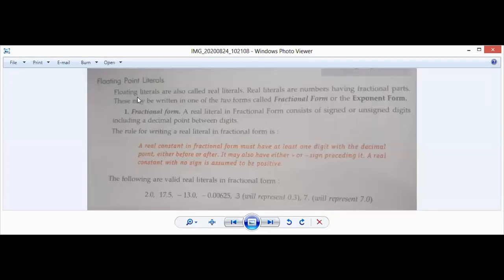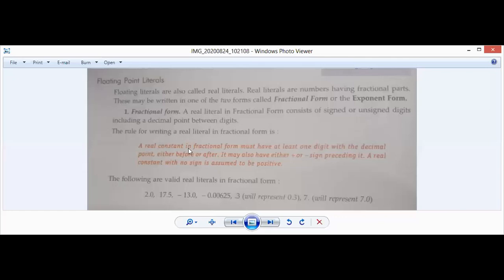As given here, a floating point literal can be written in one of two forms. The first form is called fractional form and the second is called exponent form. What is fractional form? A real literal in fractional form consists of signed or unsigned digits, including a decimal point between digits. For example, 2.0, 17.5 are fractional forms of floating point literals.